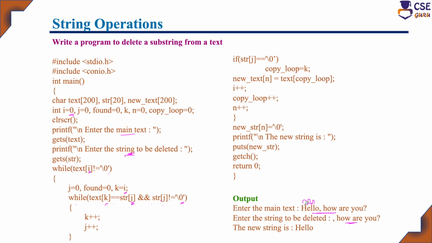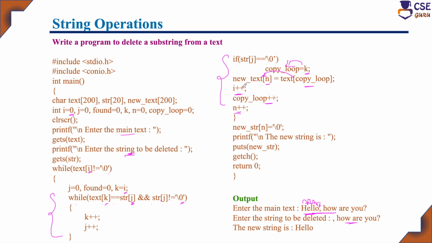So when it reaches the position of the string to be deleted, till that time, this while loop will execute. Here it reached the position of the string where we need to delete it. Until that it will get incremented. Once it has reached, this if condition will be implemented. That is, here k will be copied to copy loop, and text of copy loop will be copied to new text of n. That is the new text we will get. And increment the i position; copy loop also you need to increment, n also you need to increment.